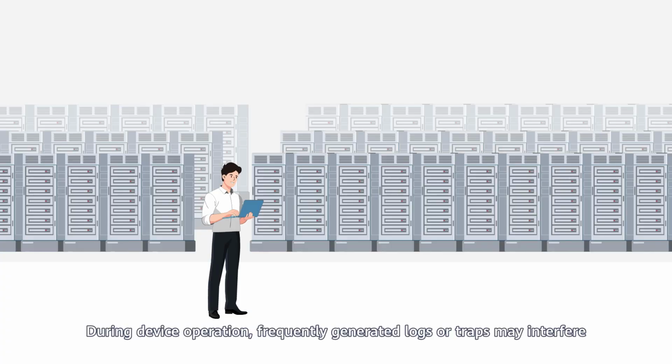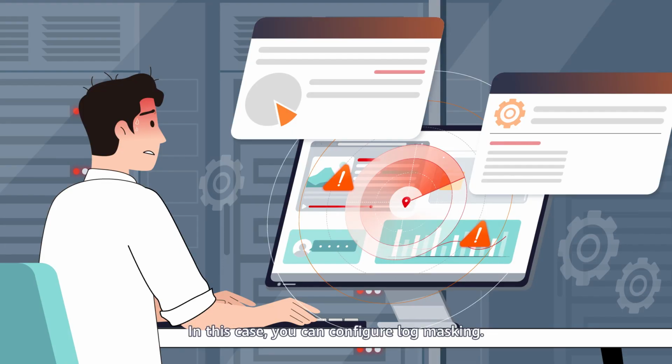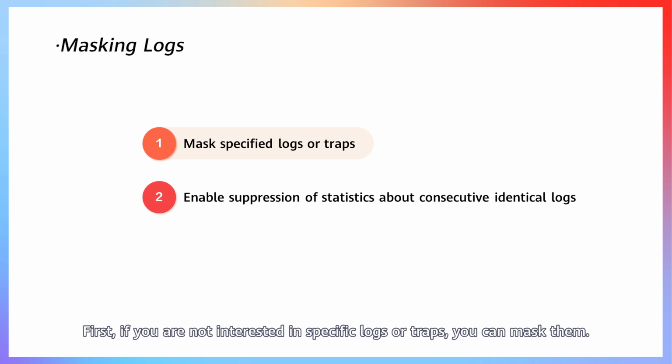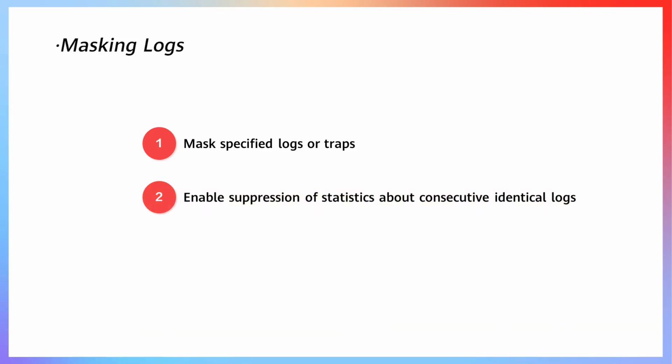During device operation, frequently generated logs or traps may interfere with the generation of other logs or traps. In this case, you can configure log masking. There are 2 methods you can use to mask logs. First, if you are not interested in specific logs or traps, you can mask them. Second, if many redundant logs are generated due to consecutive identical logs, you can enable the suppression of statistics about consecutive identical logs. Now let's see how to use these methods.